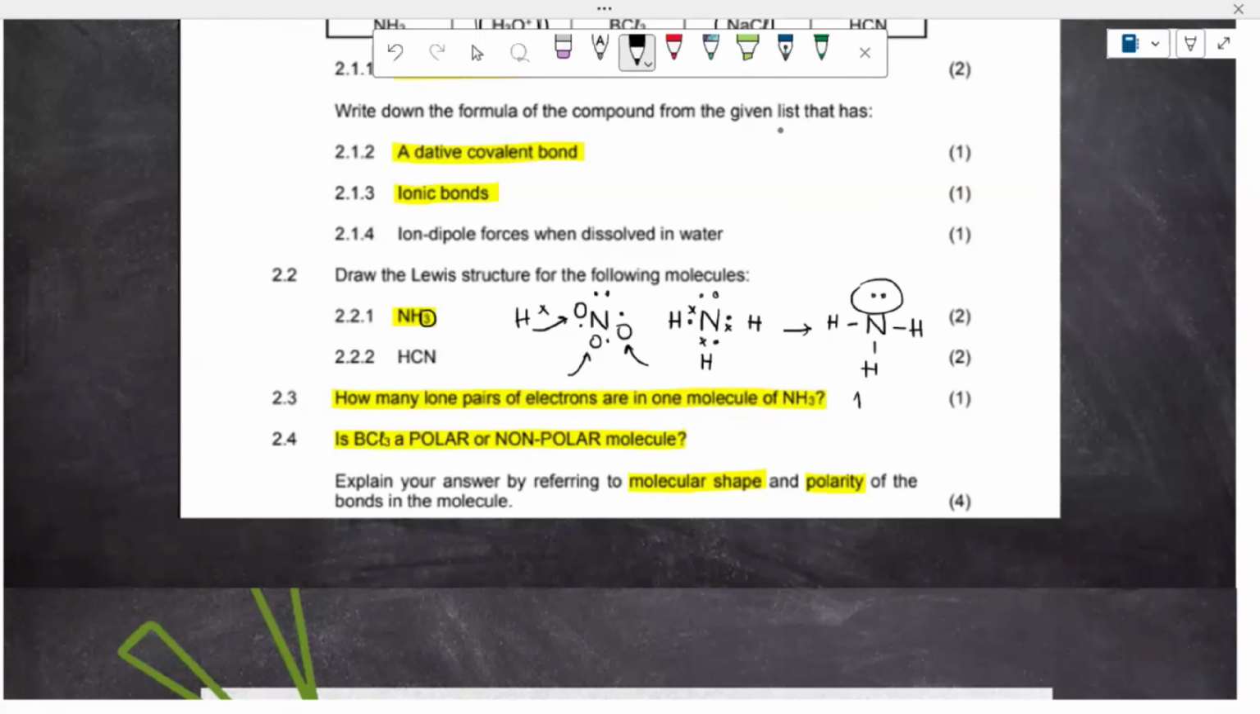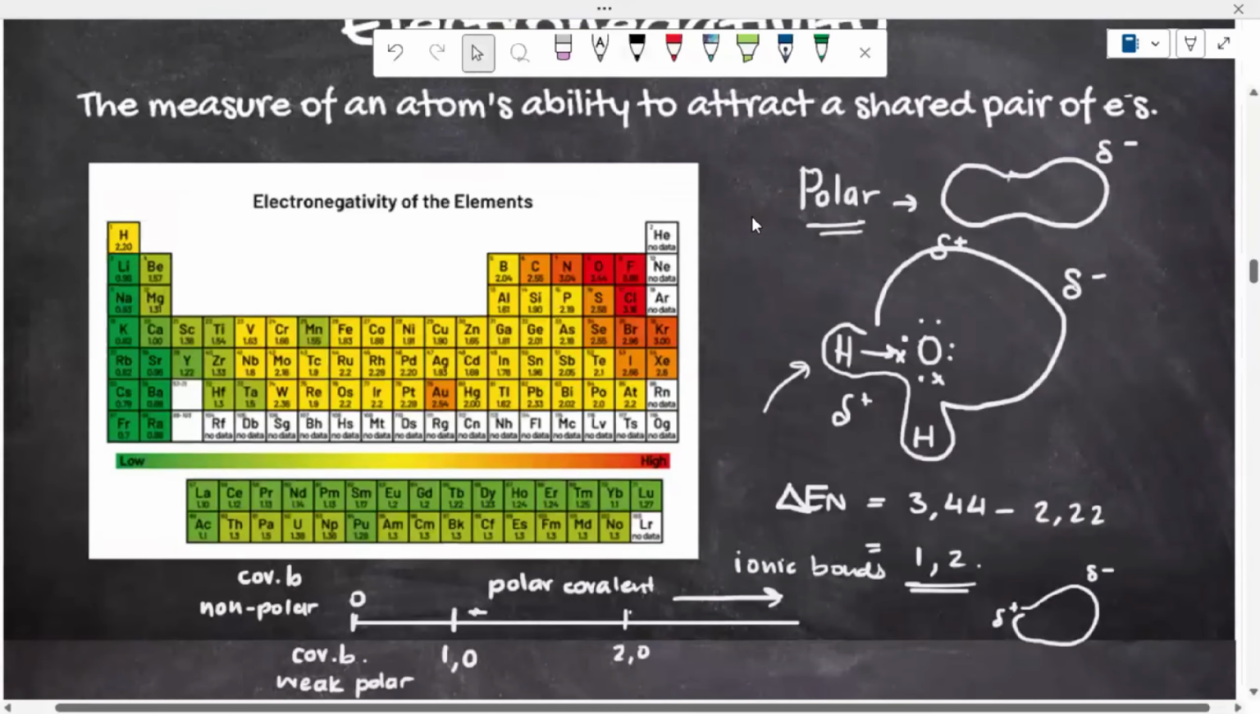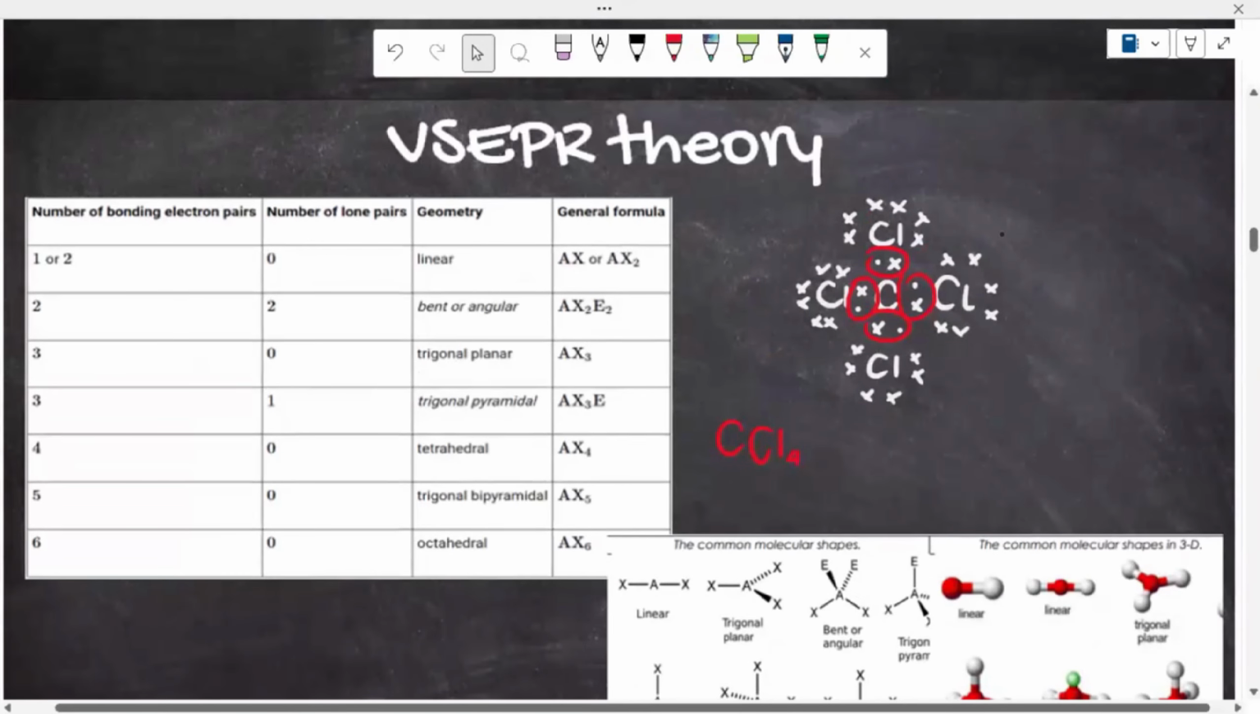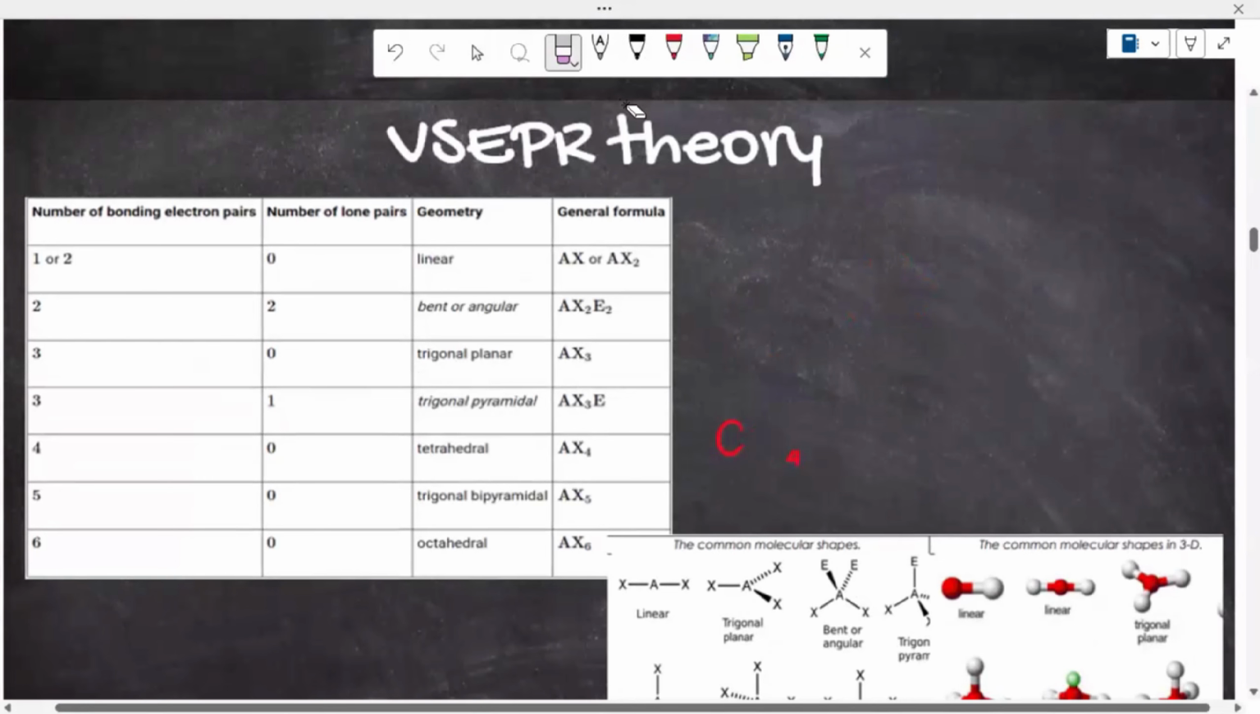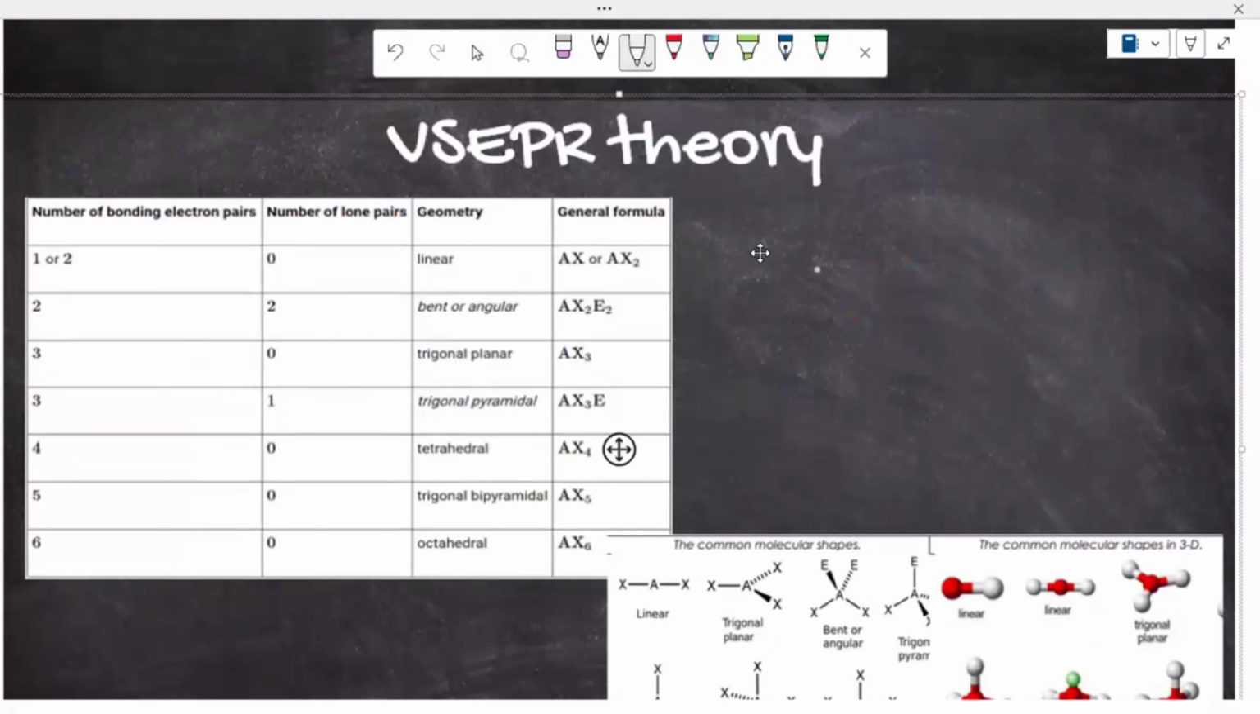Then BCl3, right? They ask us if it's polar or non-polar. Remember, that's the idea of whether there's a more positively charged side and a more negatively charged side. They may ask us to explain our answer by referring to the molecular shape and polarity. So I'm going to do you a favor and come up here again. Let me just erase what we have over here and change this to white.